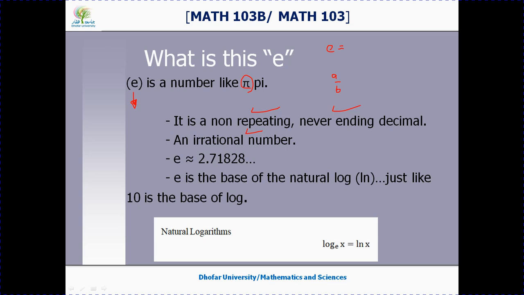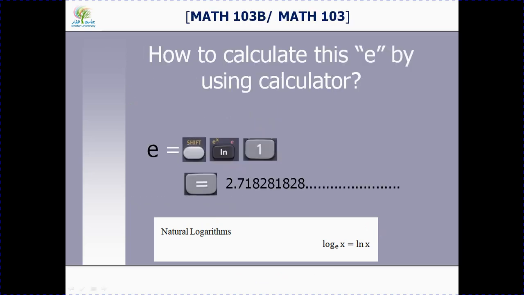Okay, so the approximate value for e is 2.718281828, etc. When e is the base of the natural logarithm ln, just like 10 is the base of the common logarithm. So again, natural logarithm is written as log x at the base of e, and we express it as ln. So whenever you have ln, this is a logarithm, and the base equals e. As we said, e is a non-repeating, never-ending decimal and irrational number, approximately equal to 2.71828.